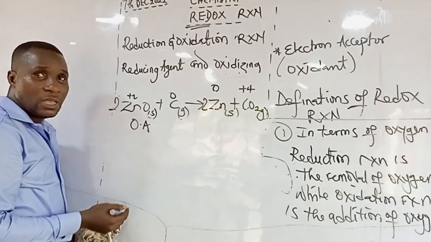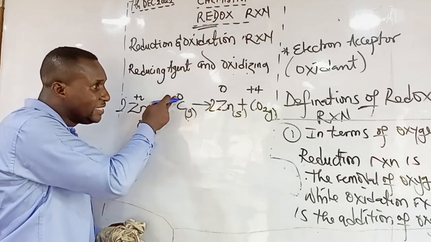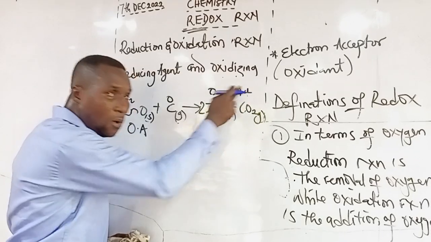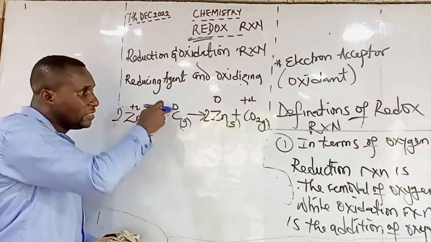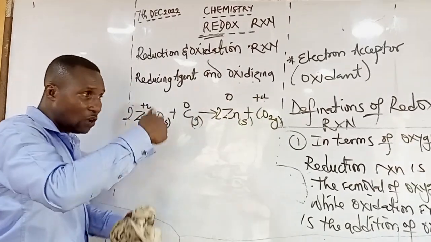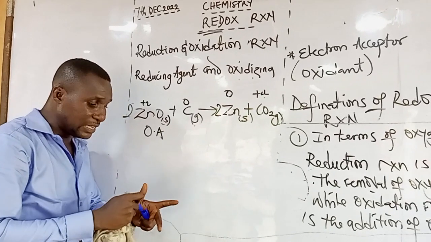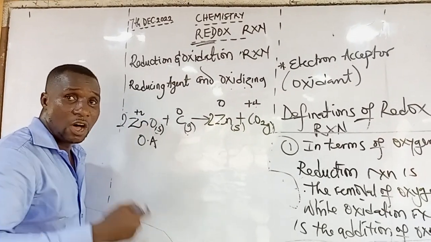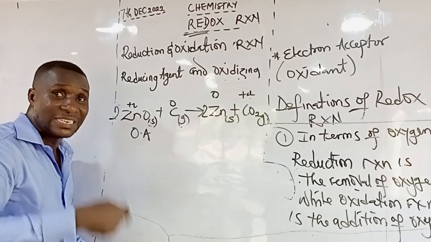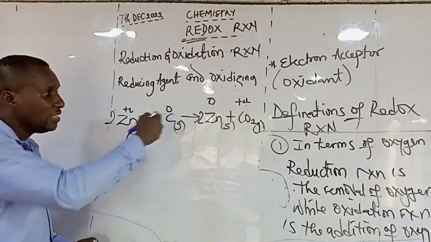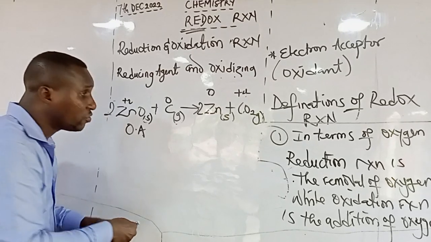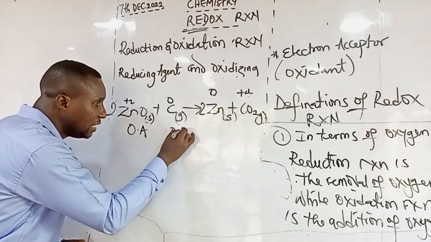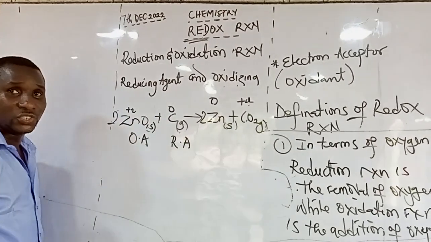Then look at carbon. Carbon has increased from 0 to +4. That means the oxidation number of carbon has increased. And I told you whenever the oxidation state of an element or of a compound increases, that means the compound or the element is a what? Reducing agent. That means this carbon is a reducing agent.